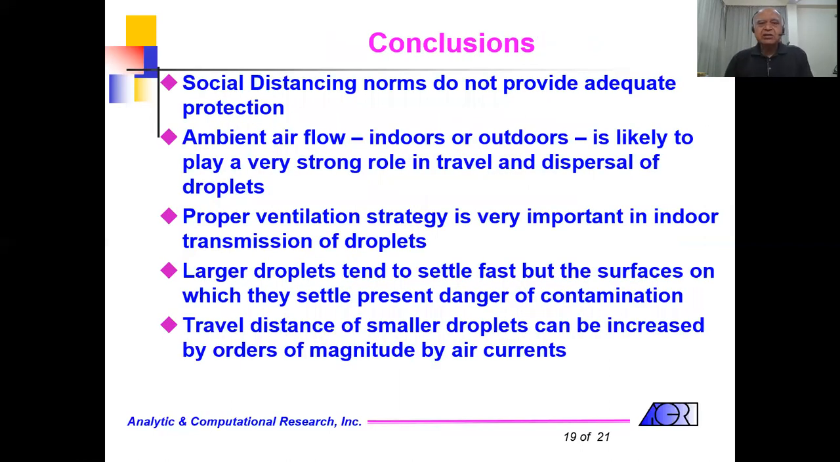So our main conclusions are that the social distancing norms do not provide adequate protection. Ambient airflow, indoors or outdoors, is likely to play a very strong role in travel and dispersal of droplets. A proper ventilation strategy is very important in indoor transmission of droplets. Larger droplets tend to settle fast, but the surfaces on which they settle do present a danger of contamination. Similarly, the smaller droplets can travel larger distances, and by orders of magnitude larger time and distance.